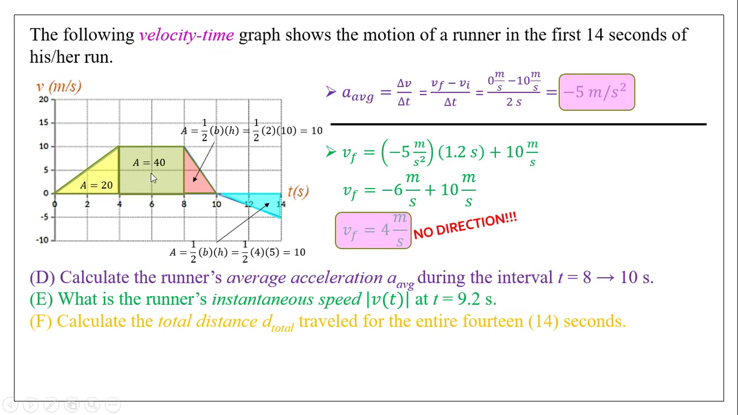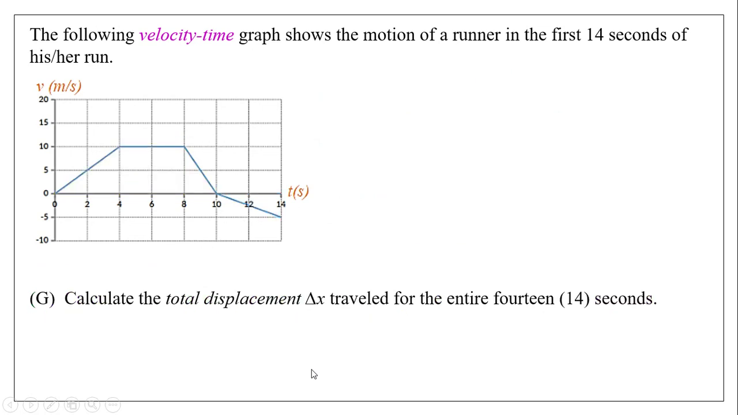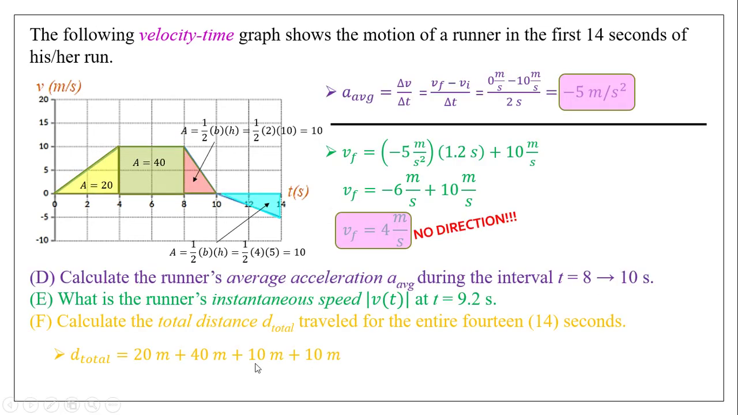So I want to add 20 plus 40 plus 10 plus another 10, and that would be my distance. So the answer is 80. 20 plus 40 is 60, 60 plus 10 is 70, and 70 plus another 10 is 80 meters. Distance is a scalar, so you just add all the areas. There is no such thing as negative distance.